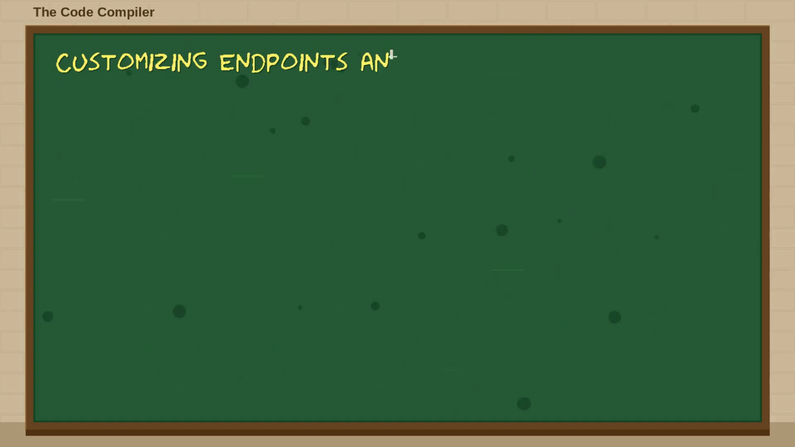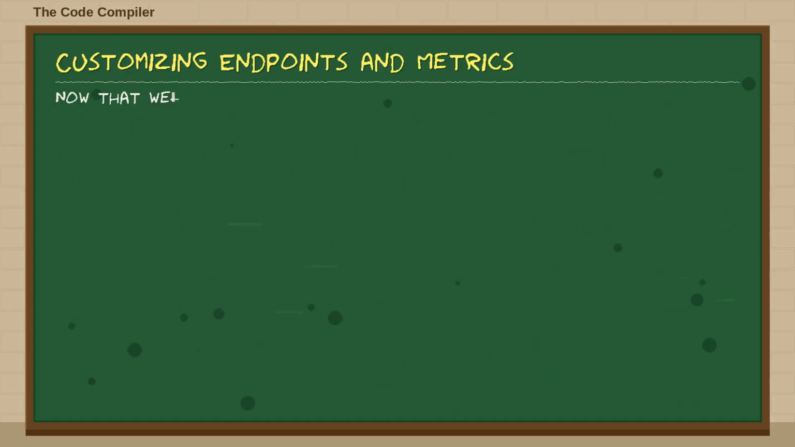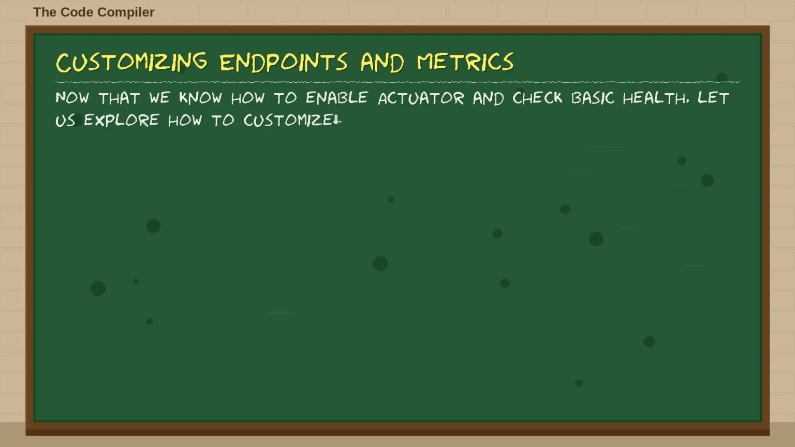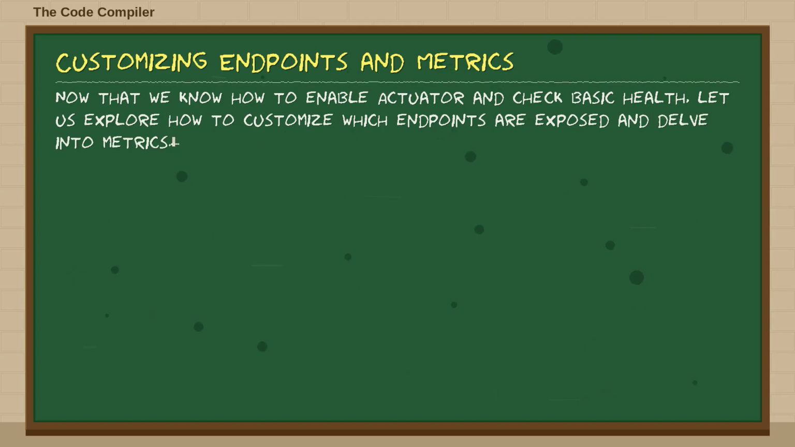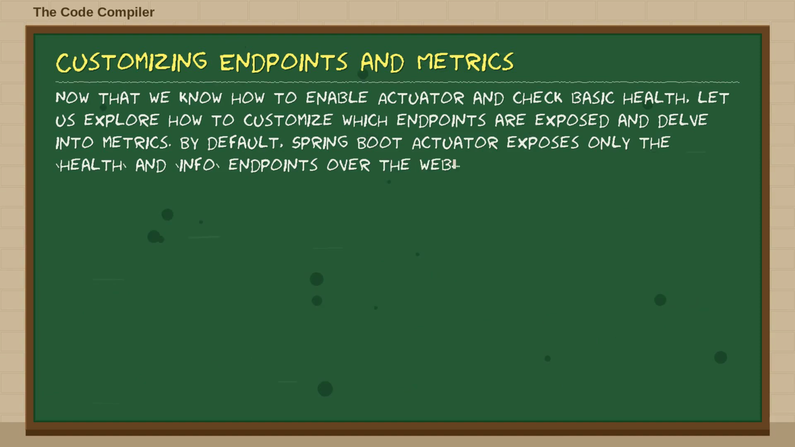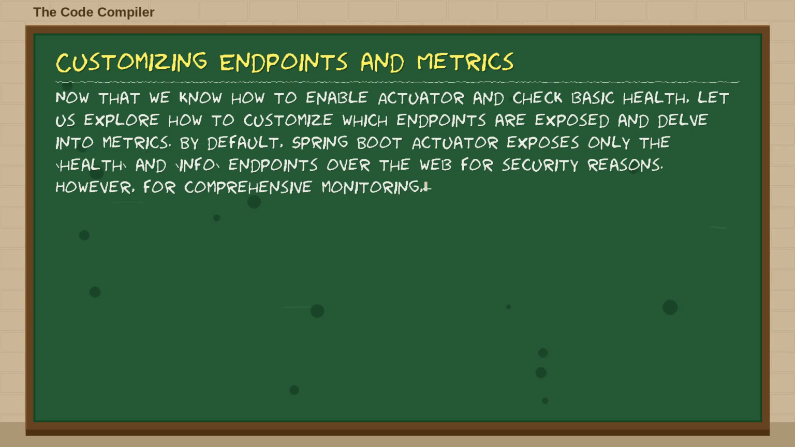Now that we know how to enable Actuator and check basic health, let us explore how to customize which endpoints are exposed and delve into metrics. By default, Spring Boot Actuator exposes only the health and info endpoints over the web for security reasons. However, for comprehensive monitoring, you often need access to more endpoints like metrics, environment beans, and loggers.